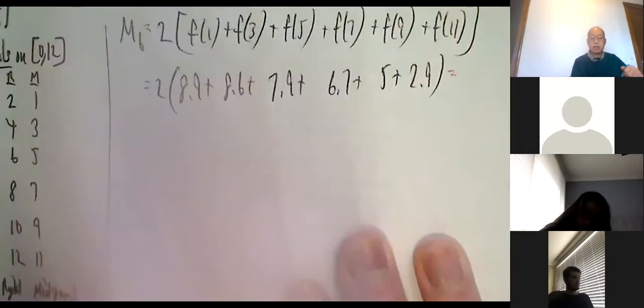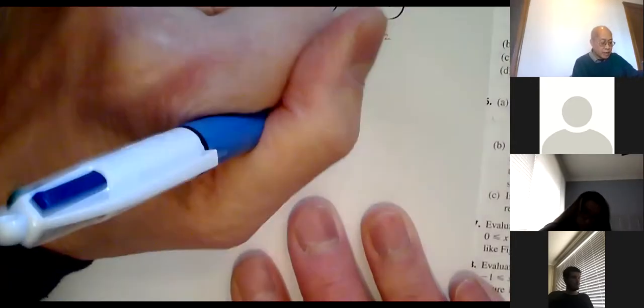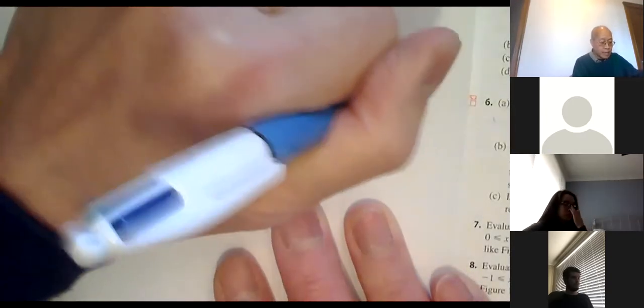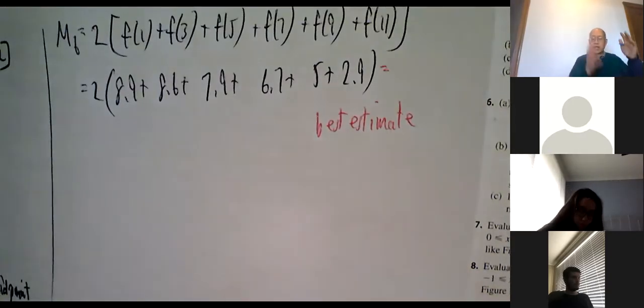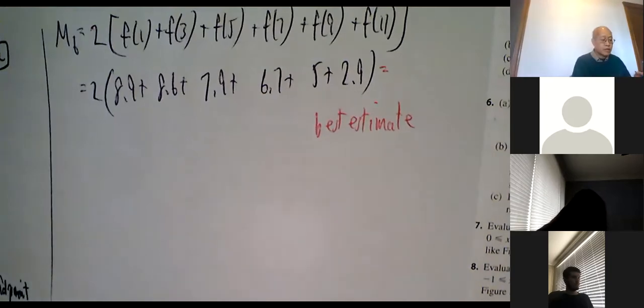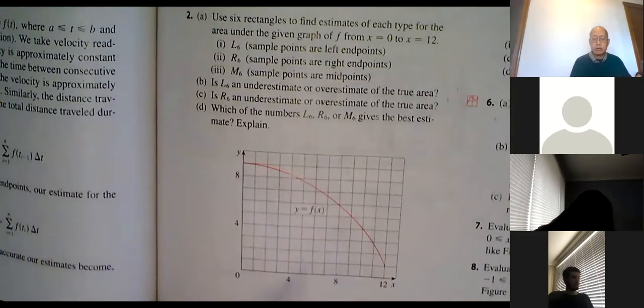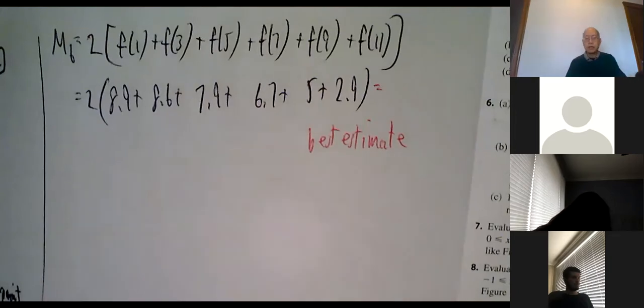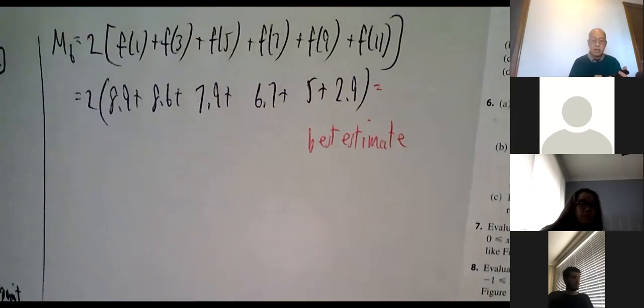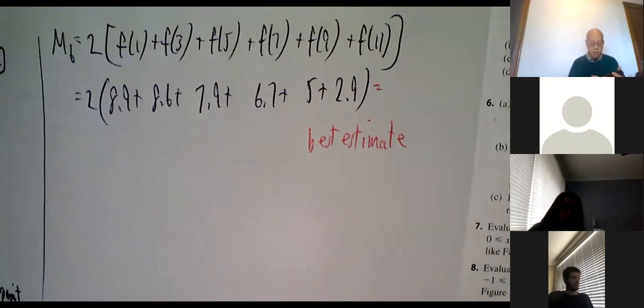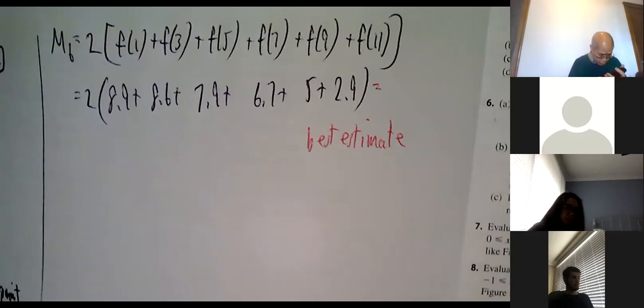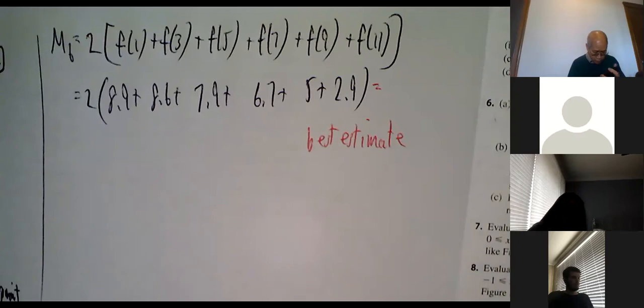And I punch this out. And I'm going to go with this as the best estimate, right? I don't know if it's an under or an overestimate, but it's the best estimate, period, because it sort of accounts for the cancellation, right? For the other rectangles, you know for sure it's either too big or too small. Here, it's a pretty good estimate, but I don't know if it's too big or too small. Okay, so let me print this out very quickly. 2 times (8.9 plus 8.6 plus 7.9 plus 6.7 plus 5 plus 2.9), that's 80.